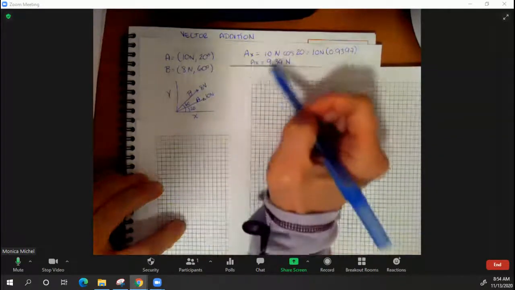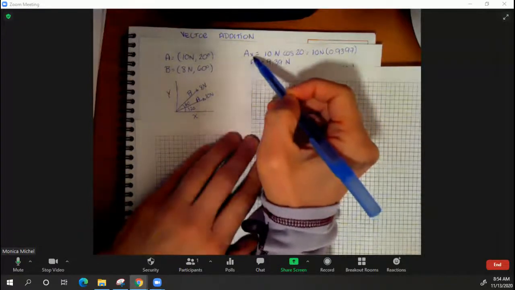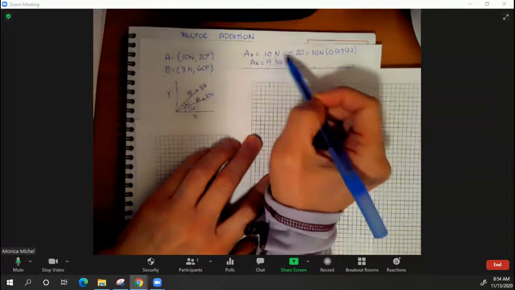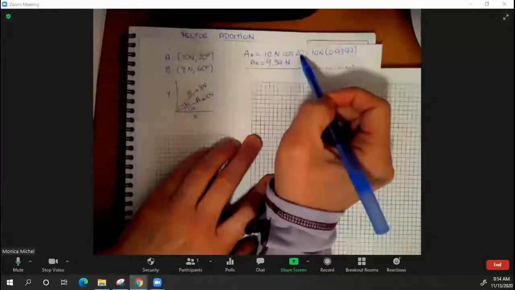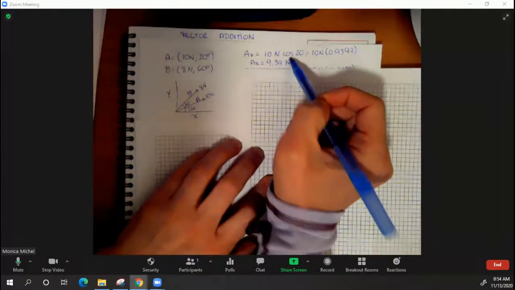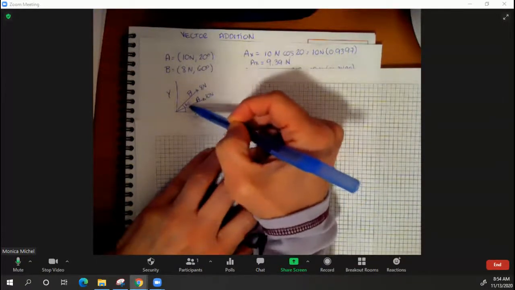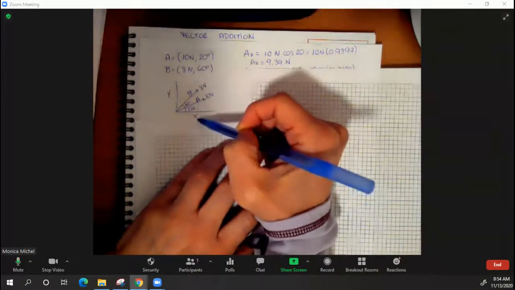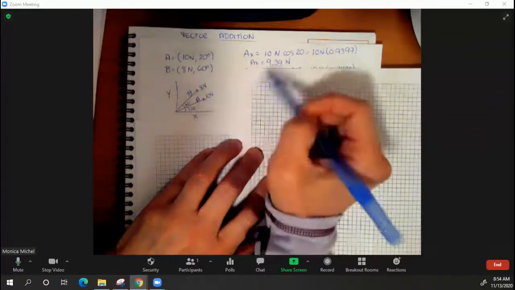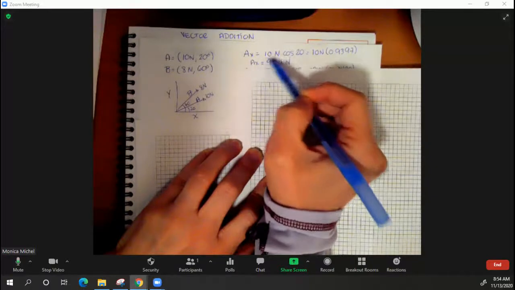The first thing to do, we're going to calculate the component for x in the case of A. 10 newtons multiplied by the cosine of 20. Remember that the cosine is going to be relating the hypotenuse and the adjacent. So the angle in this case is with respect to the x-axis. That means that the adjacent side is going to be x. So 10 would be our hypotenuse.